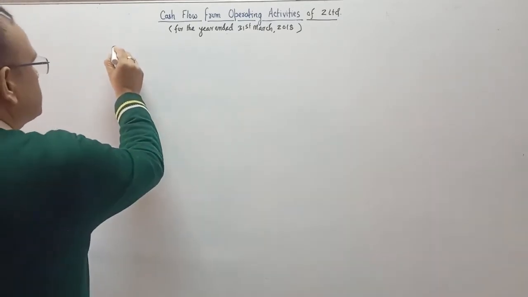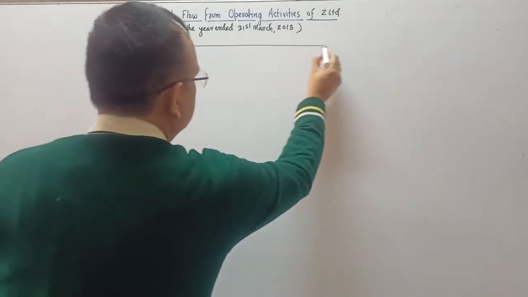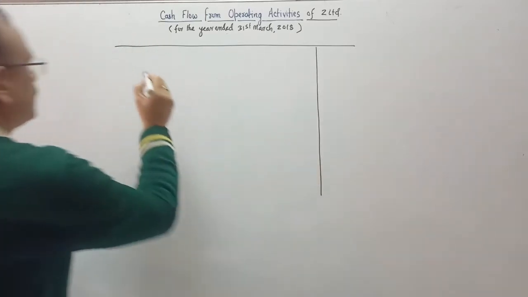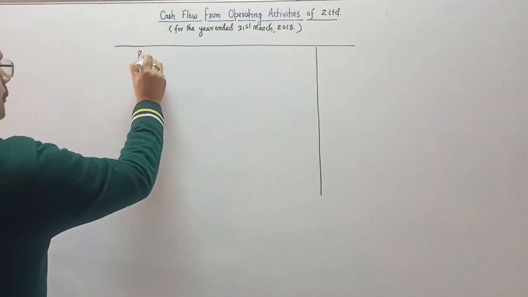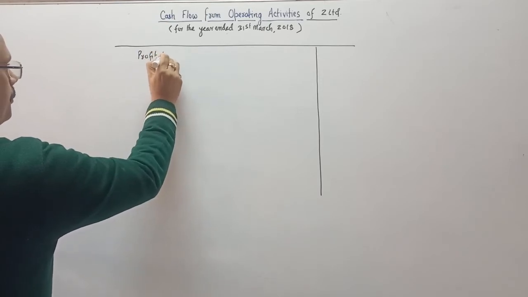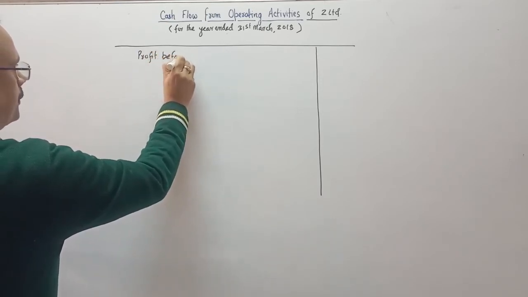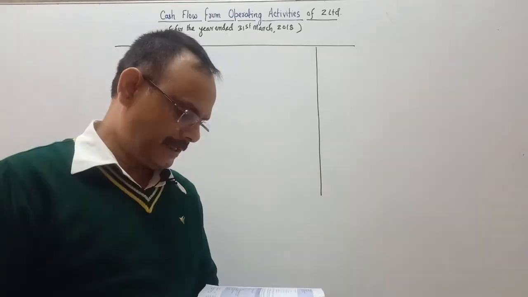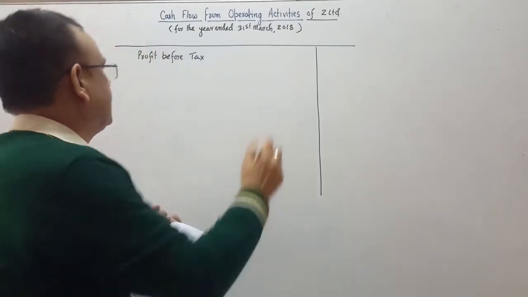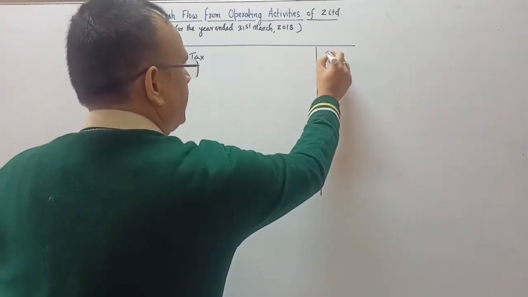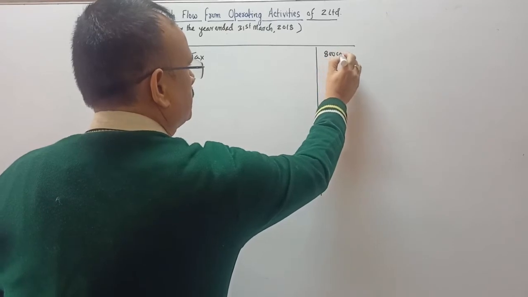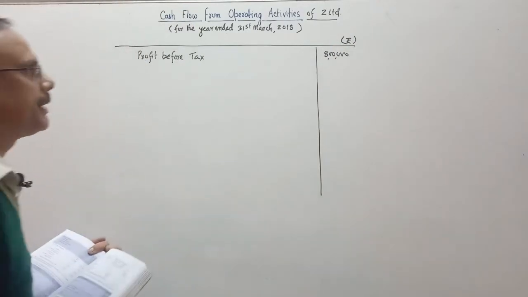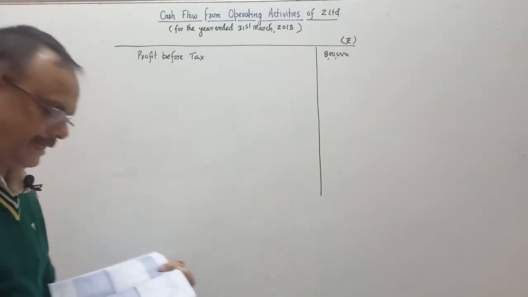So here we will start with the profit before tax, which is directly given in the question. Profit before tax is 8 lakhs. This is 8 lakhs. These figures are in rupees. Okay, these figures are in rupees. So profit before tax is 8 lakhs.